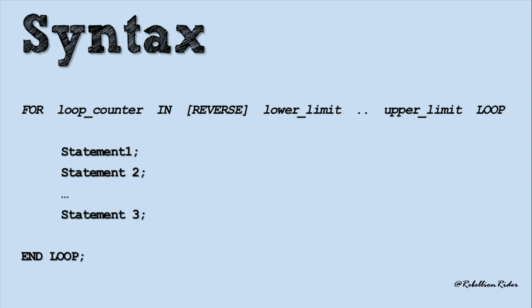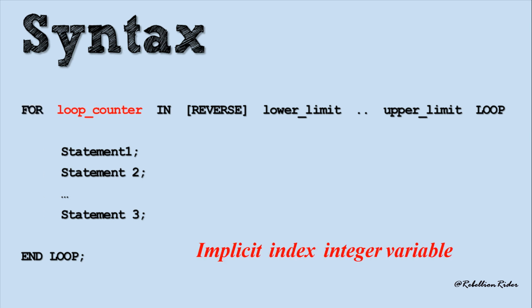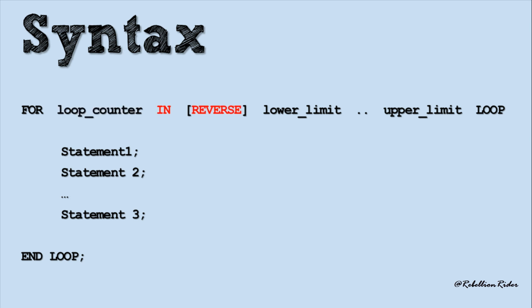The first line of the syntax is the loop statement where keyword for marks the beginning of the loop, followed by loop counter, which is an implicit index integer variable. This means you do not need to define this variable in declaration section. Also, it will increment itself by 1 implicitly on each iteration of your for loop. Unlike the other loops where we have to define the loop counter and have to write the update statement to increment that counter.